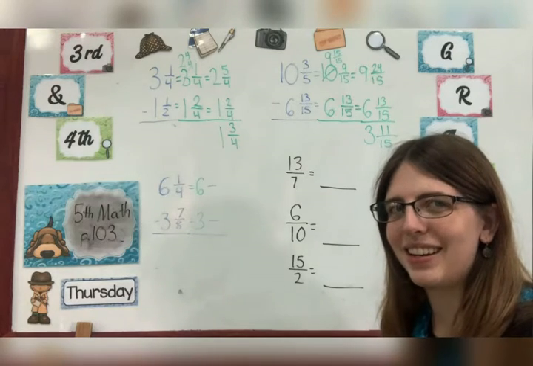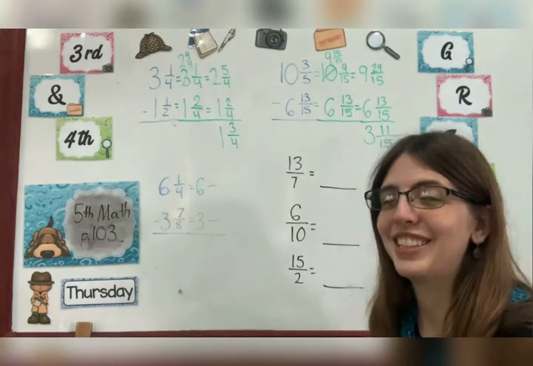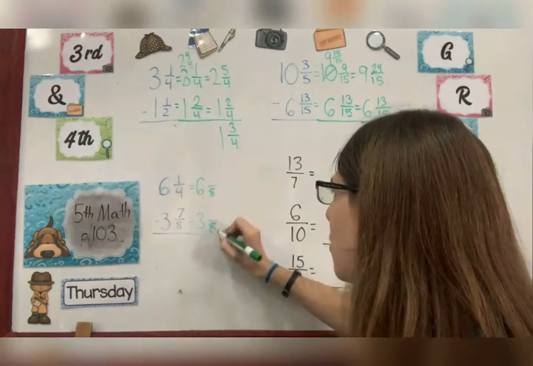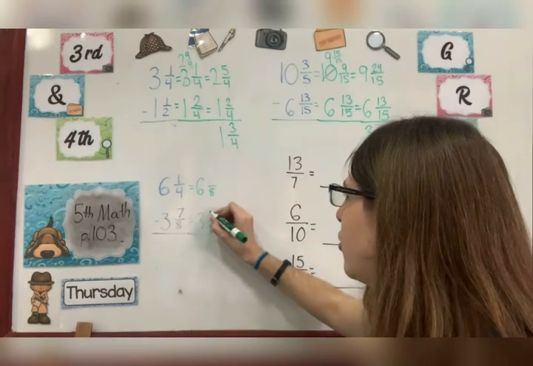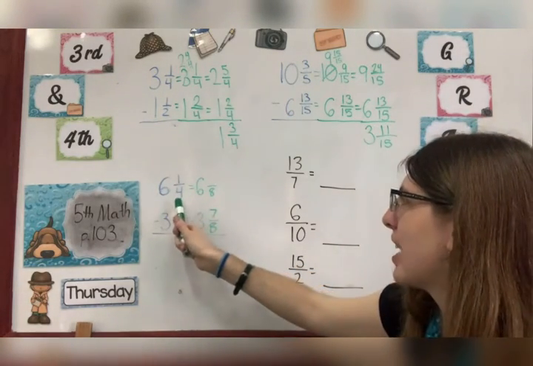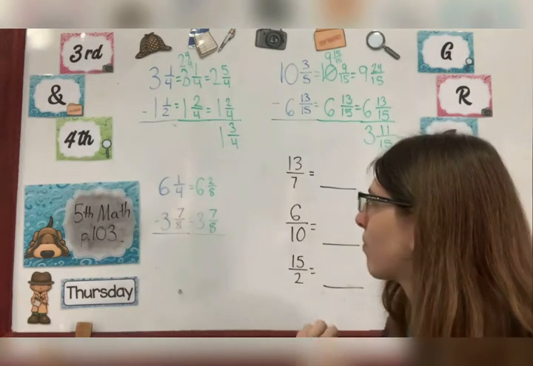Do you have it? Did you say 8? You're right. It would be 8. So again, my bottom fraction doesn't change, but my top fraction, yes, 8 divided by 4 is 2. 2 times 1 is 2.